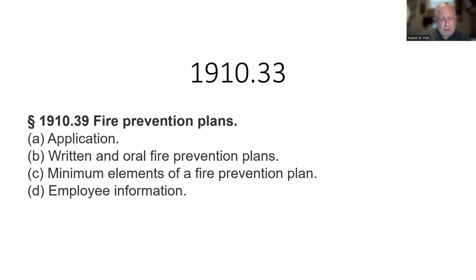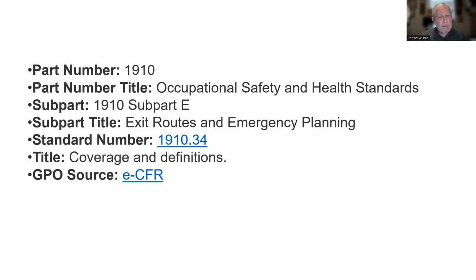So that's all that. 1910.39 has these major paragraphs: application, written and oral fire prevention plans, minimum elements of a fire prevention plan, and employee information. So there you go. 1910.33 is just a table of contents. Weird, but there it is.